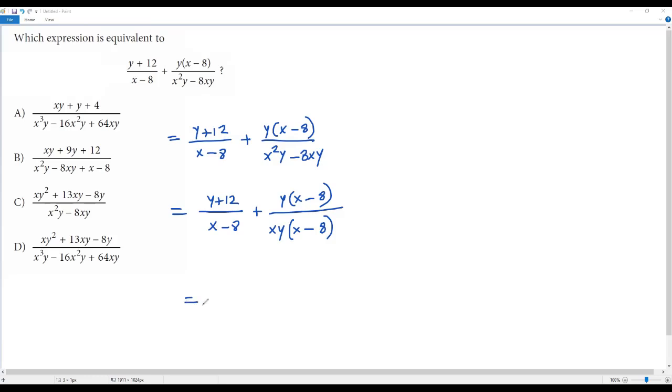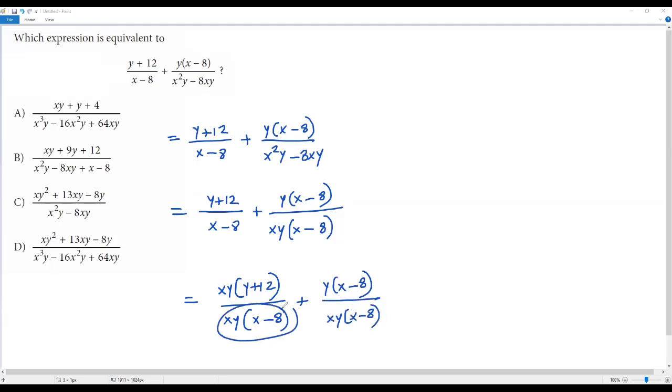Now to get the same denominator, I have to multiply both numerator and denominator of the first fraction by xy, so that I'll be getting xy(x - 8) as a common denominator. Let me multiply the numerator and denominator of the first fraction by xy. So that is xy(y + 12) over xy(x - 8), plus y(x - 8) over xy(x - 8).